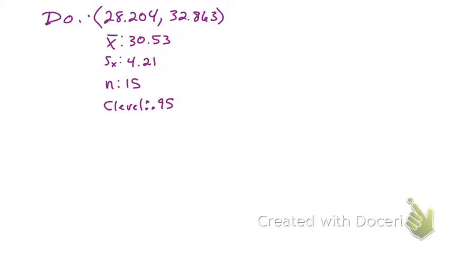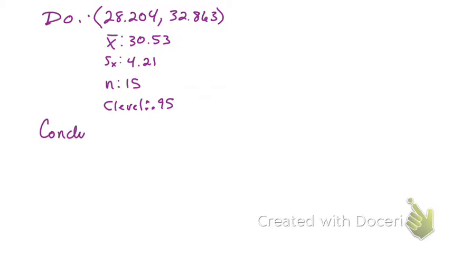Time out, quick question. 30.53, where is that going to be located in that interval? Right in the middle, because remember the interval is x bar plus or minus the margin of error. So there you go. If you needed to get the margin of error, could you get it? Yes. You sure could. All you'd have to do is find the difference between the middle, x bar, and either of the endpoints.